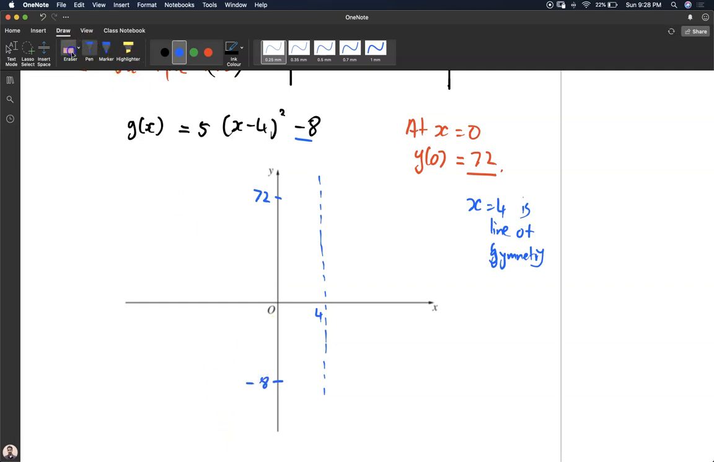Practically speaking, it shouldn't be that low. It should be somewhere here, but never mind. I can only show so much. Sketching the graph, so it's not too bad. So I can already start drawing my graph. I don't need to find my x-intercept because the question didn't ask us to do so. So you don't want to spend too much time on that.